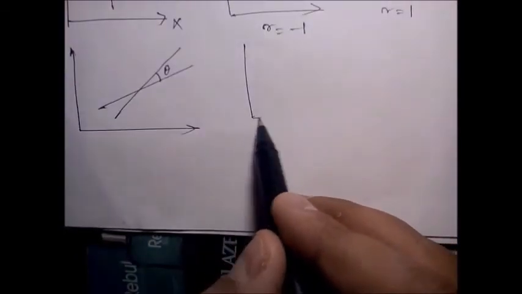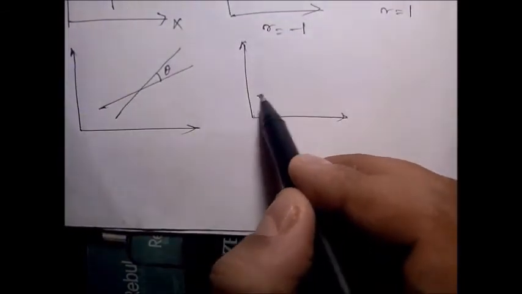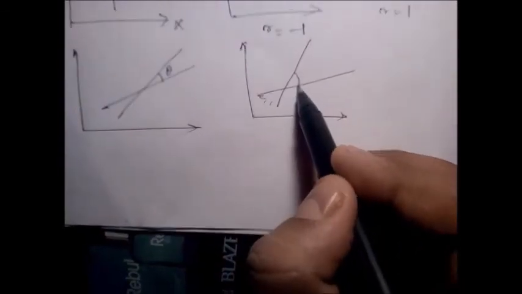Clear? Now if the acute angle is more, that means correlation is there but the strength of the relationship is very weak. Okay, so in this way we can identify the relationship between the two variables.